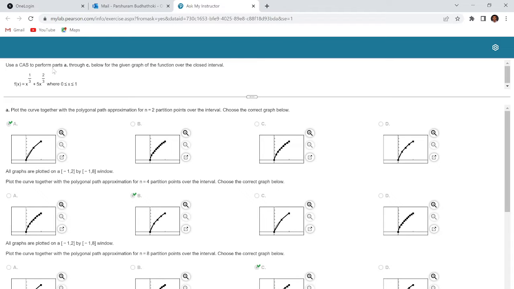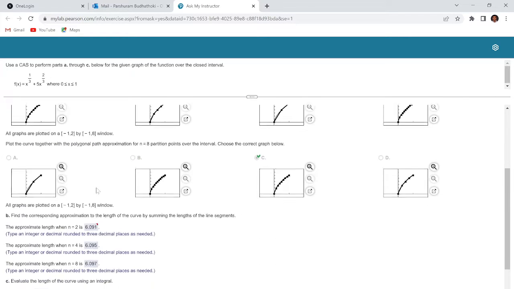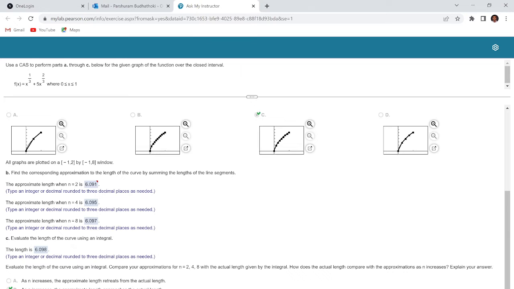Okay, this is a problem from section 6.3, problem number 17. I'm going to answer part B of this problem: find the corresponding approximation to the length of the curve by summing the lengths of the line segments.